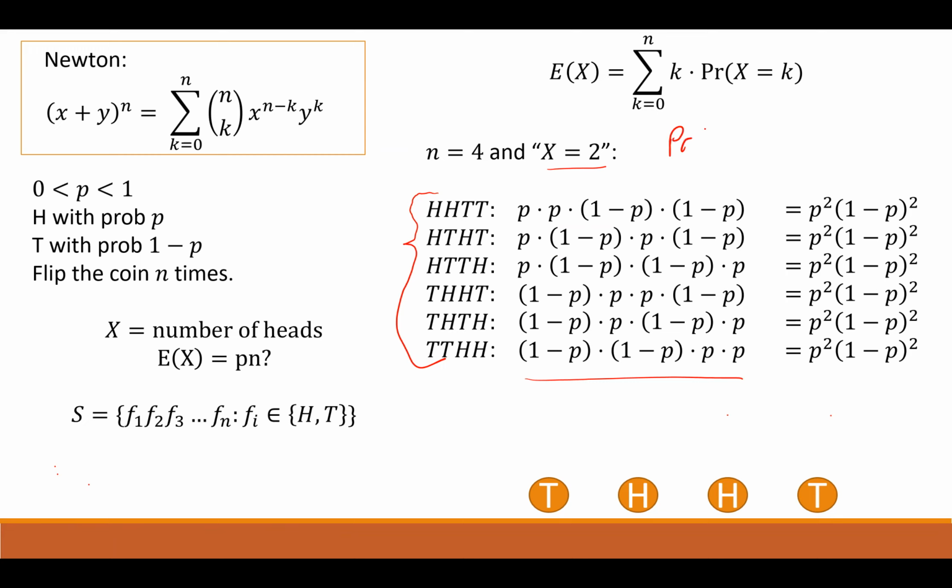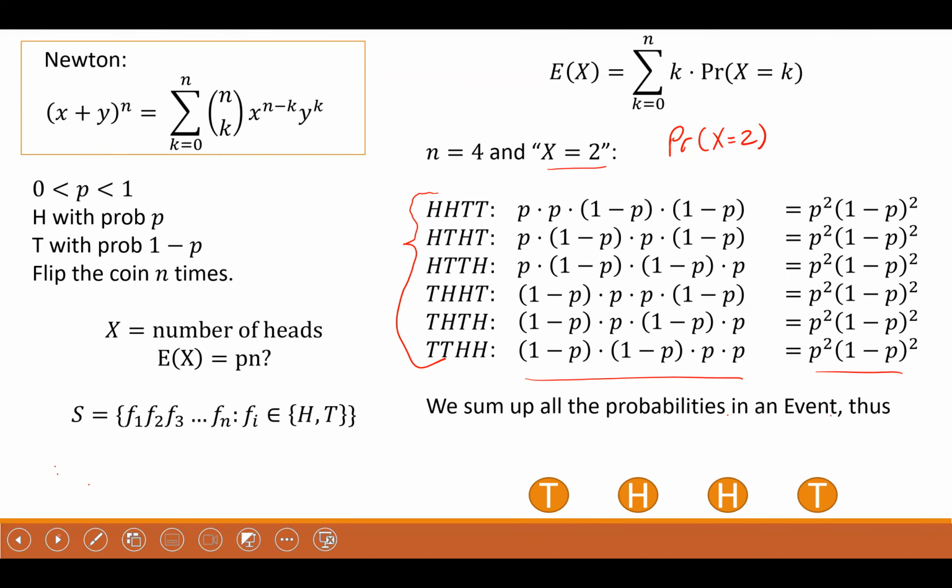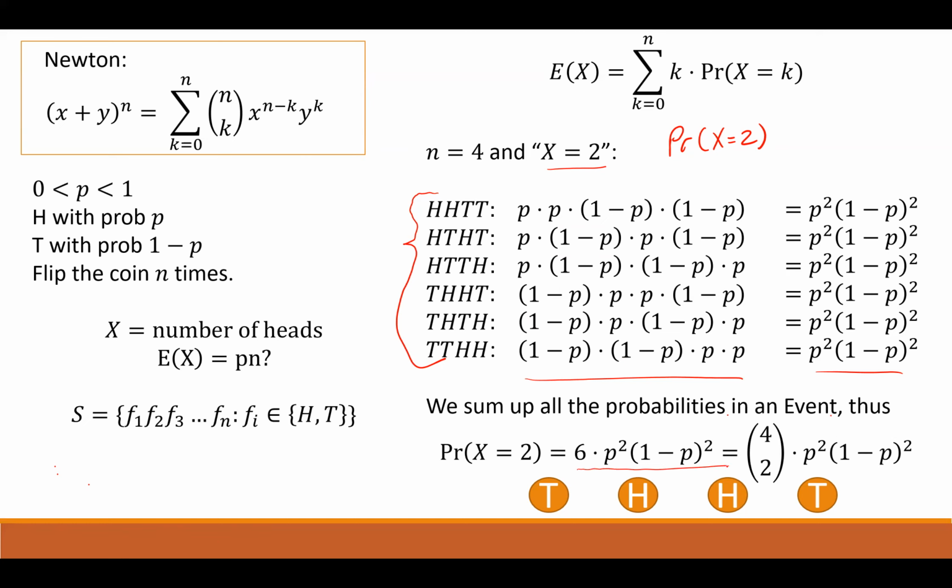Again, I'm trying to find the probability that X is equal to 2. I have all of these outcomes in my event, and now I simply sum them up. That's the definition of the probability of an event. There's 6 of them, so I could write it as 6 times p squared (1 minus p) squared, right? But really what we did with this 6 is, we counted it explicitly.